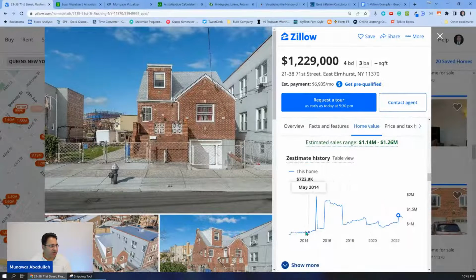Okay, so this home was around 727,000, right? And in 2014, just 8 years ago, okay? And look at the peak, it was 1.8 million, right? The person who bought this home could have sold at that time. So that's why, if you want to make money, you need to get in at the time when the market is really low, and you need to get out when the market is extremely high. And that's how you make money.